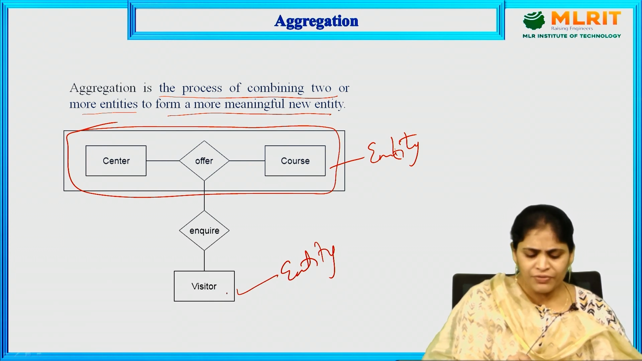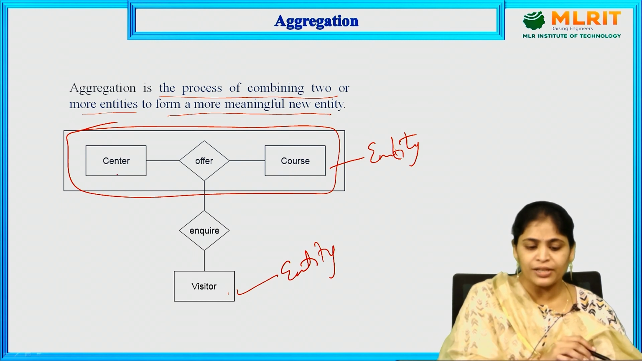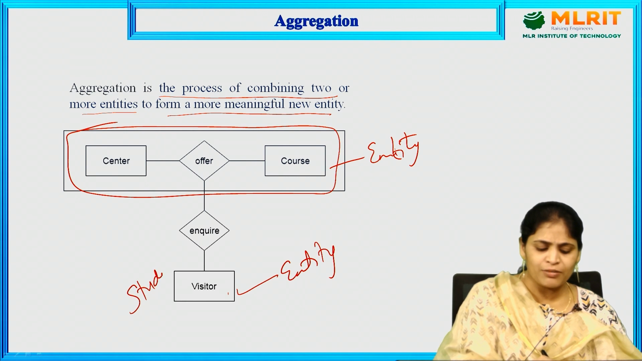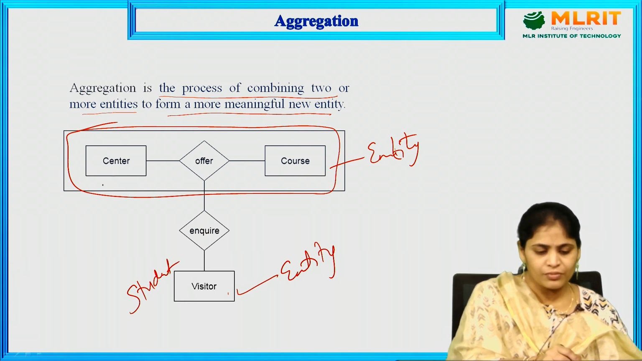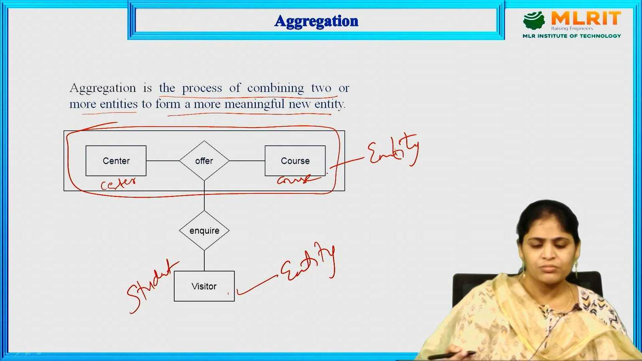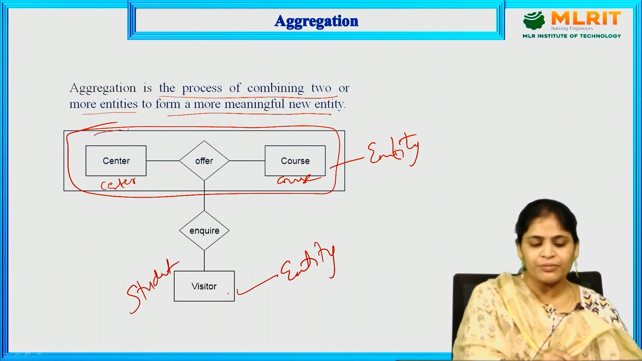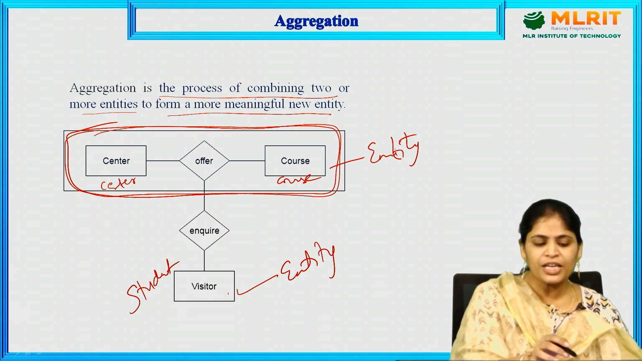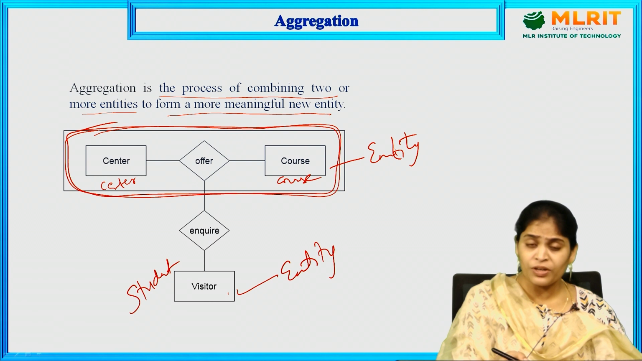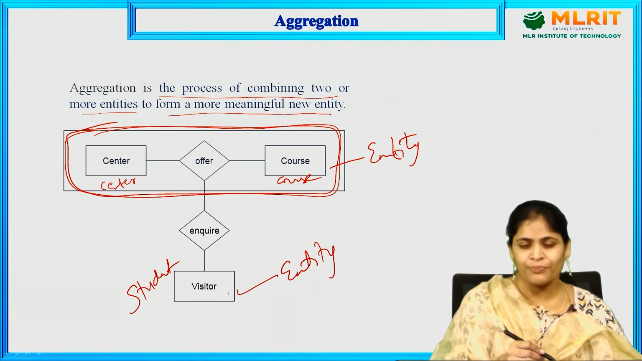So, here a visitor inquires about the center who offers course, or else here let us deal with another example. Student enquires the centers. Student enquires the center which offers course, right. So, here this entity gives a more meaningful representation than we can represent this one by using ternary relationship also. We can represent the same diagram by using ternary relationship.